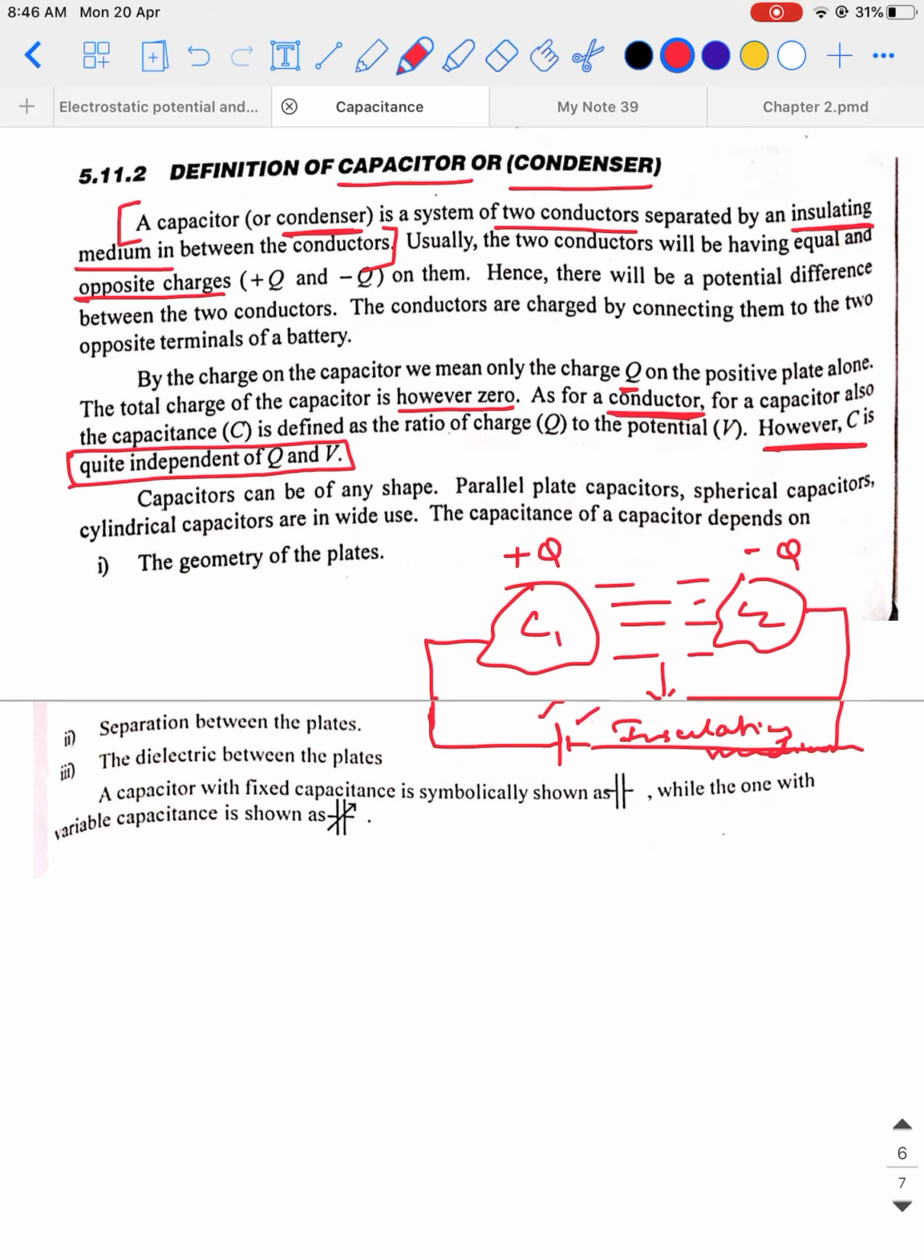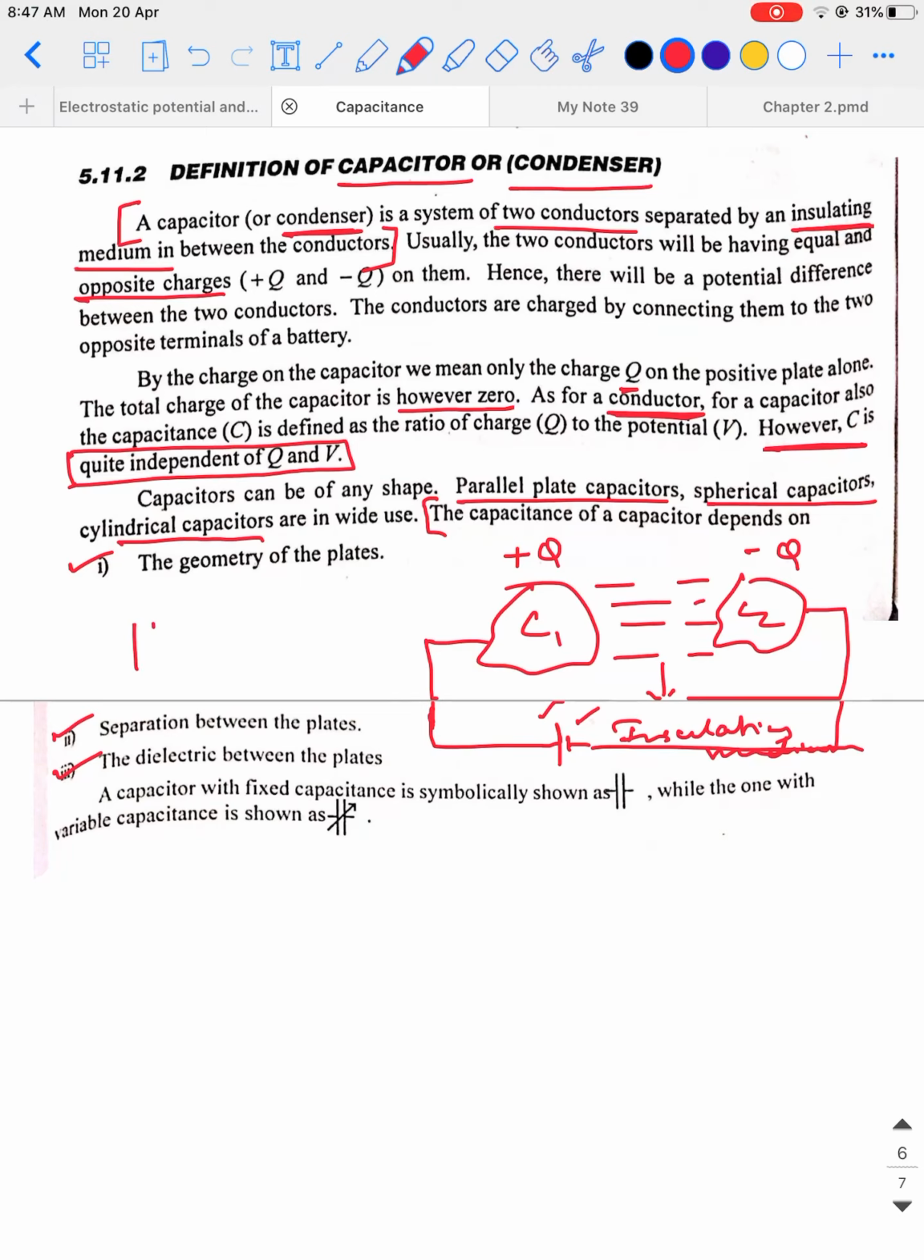Similarly, depending on the different types of shapes of the capacitor, capacitors are basically classified into three types. One is the parallel plate capacitor, one is the spherical capacitor and the other is the cylindrical capacitor. So these are all in wide use, and we will see on what parameters the capacitance depends. The capacitance of a capacitor depends on the geometry of the plates, the separation between the plates, and the nature of the dielectric which is present between them.